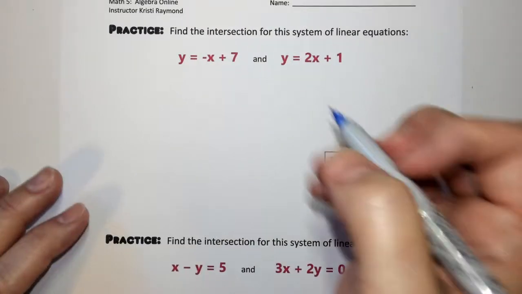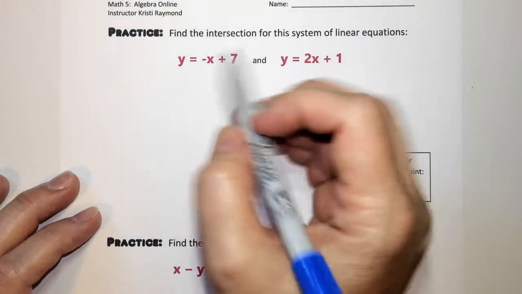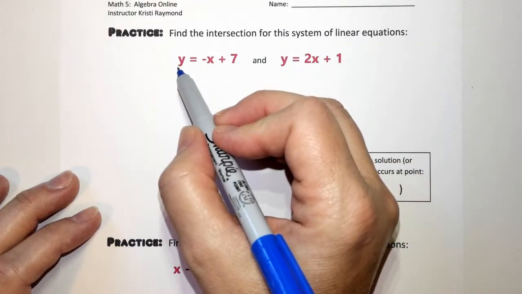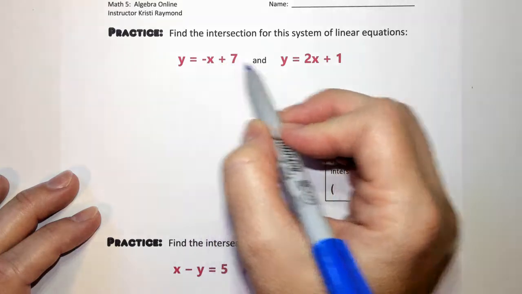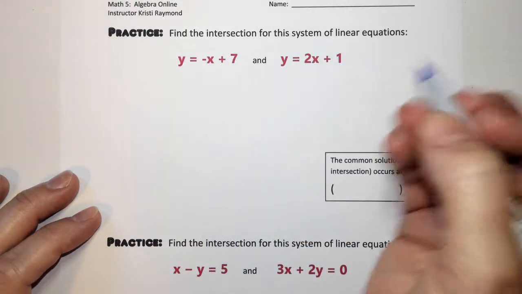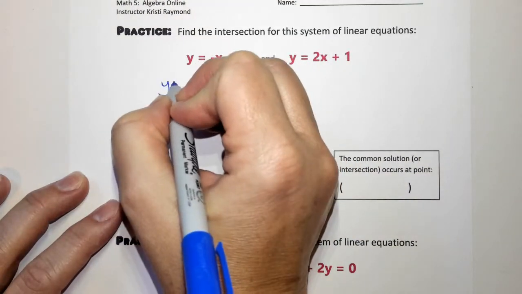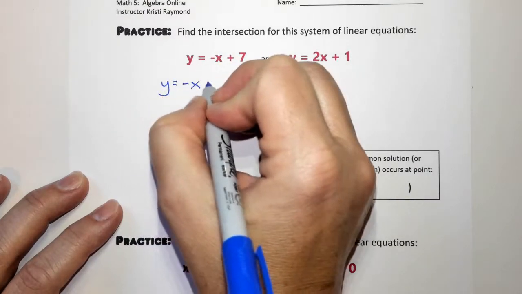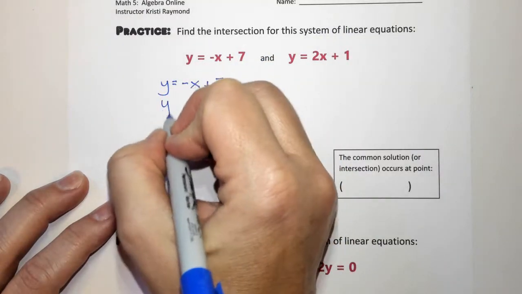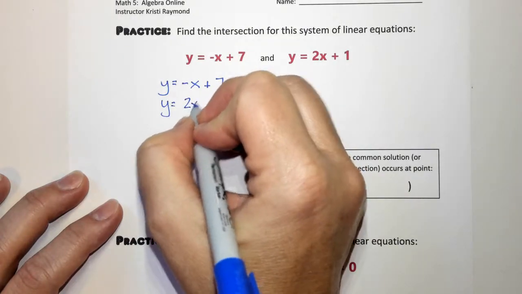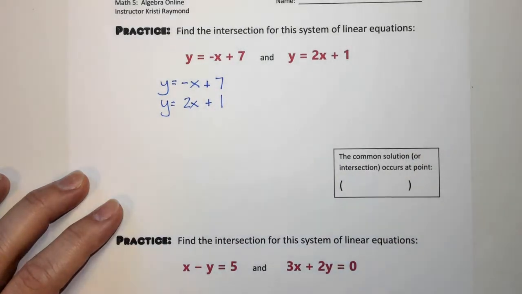Okay, let's get back together now. So I see 2 linear equations. Luckily, they're both in a matching form. Y equals mx plus b, y equals mx plus b. Good. So let's just stack them and see how they look. Y equals negative x plus 7. Y equals 2x plus 1.